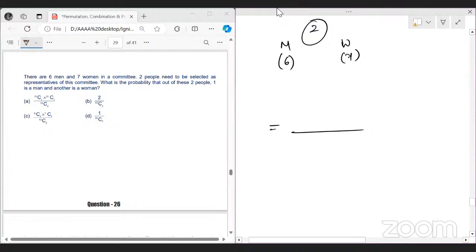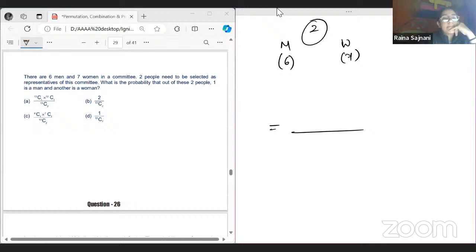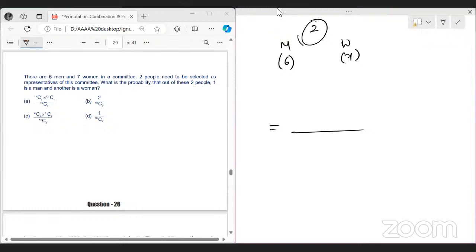You are picking how many people? What is the total number of outcomes? You are picking 2 people out of 13 people. If you are picking, that means it is selection or arrangement.